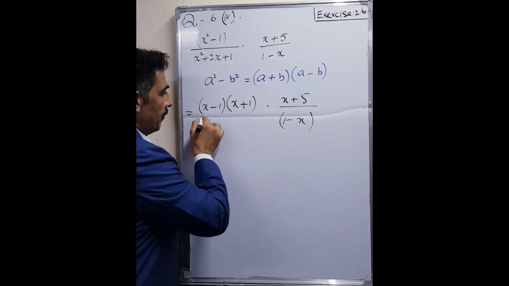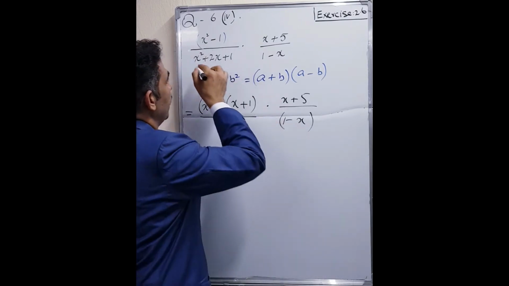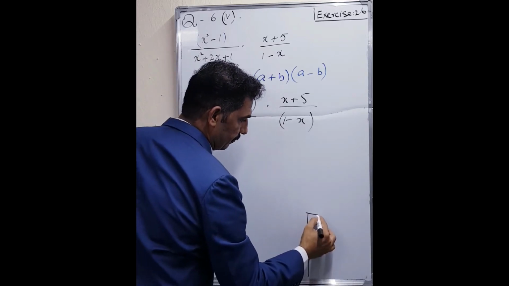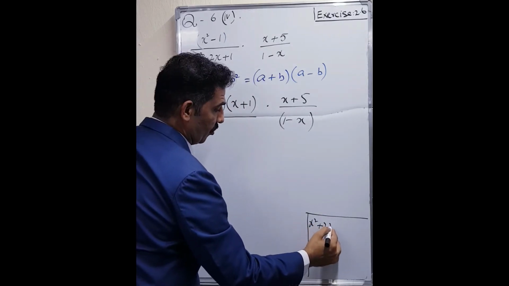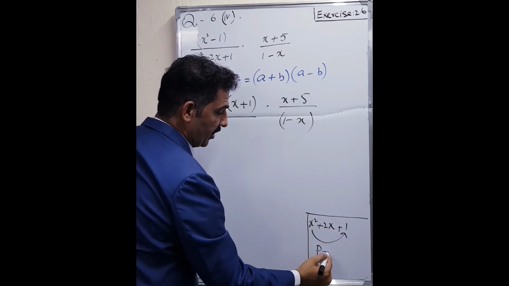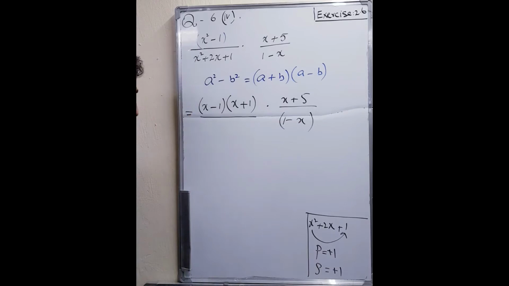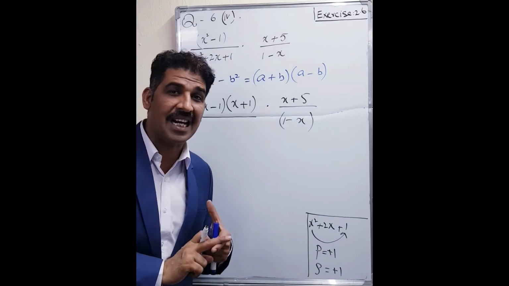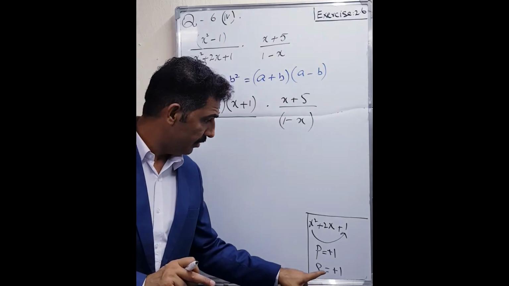So the change will come in this part. On this part, as I already told you, I have to write the rough procedure here. I can write it here for you: x square plus 2x plus 1. What is the product? Its product is 1 and the sum is 2, with positive 1 and positive 1. It means you have to find two factors whose product is 1, and when we multiply we get 1, but when we add we get 2.